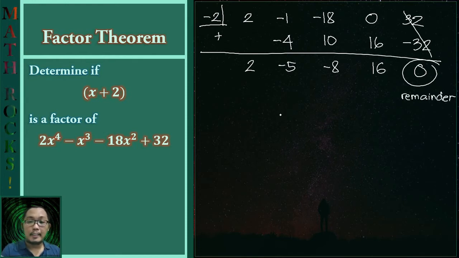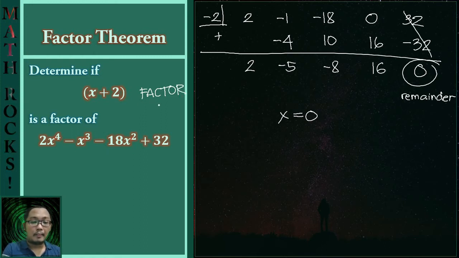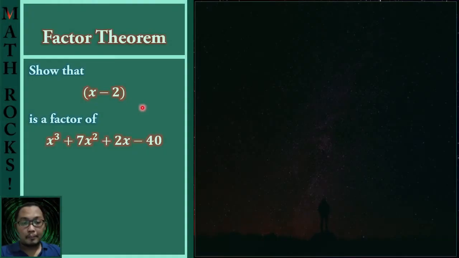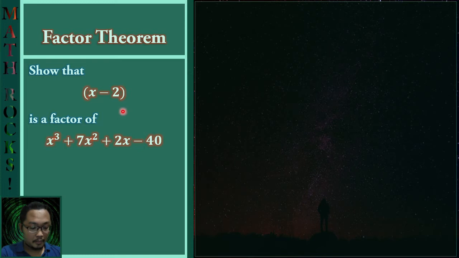Since the remainder is equal to 0, therefore, x plus 2 is said to be a factor of such polynomial. And now for our next example, we have to show that x minus 2 is a factor of this polynomial. Again, we may apply synthetic division for this, but since I have already used synthetic division to answer the first problem, let us use the remainder theorem for this.